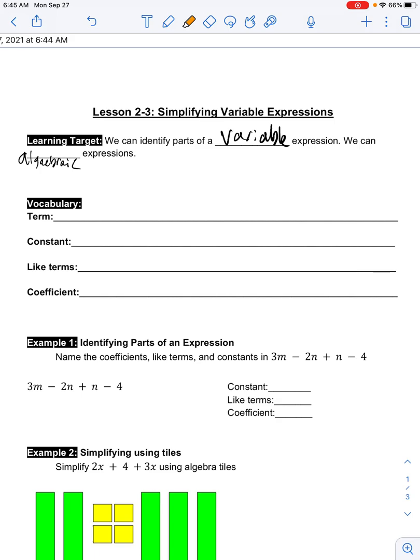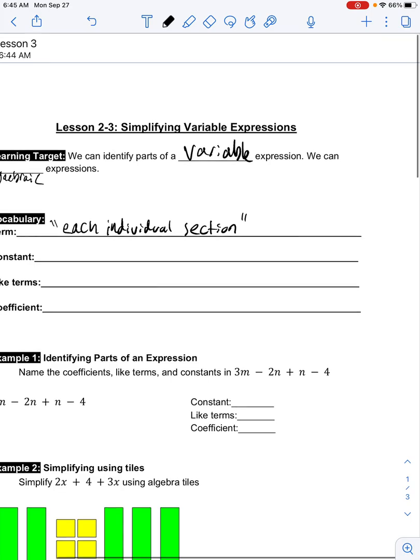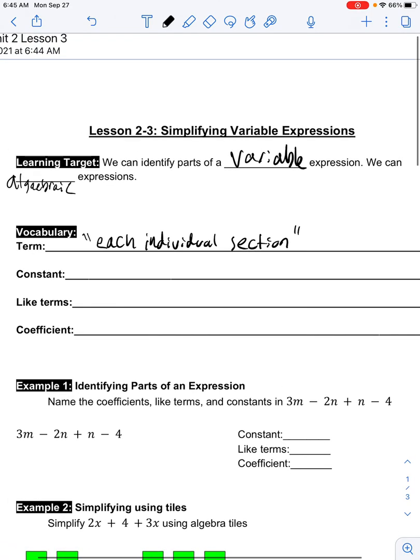So a term is each individual unit, or each individual section, of an equation. A term in math is kind of like each individual section. Let me give you an example, because I think examples in math are always super important. If we look at the example 2x plus 3, I see that I have 2 terms.